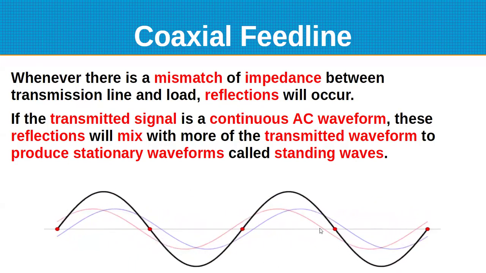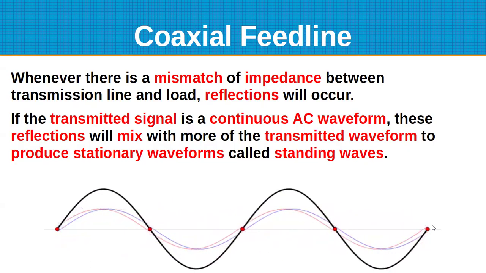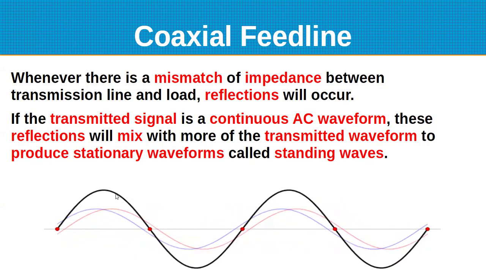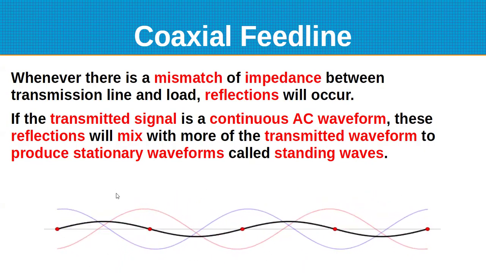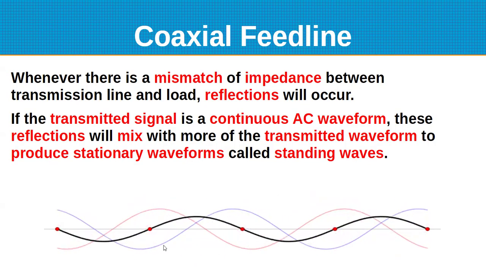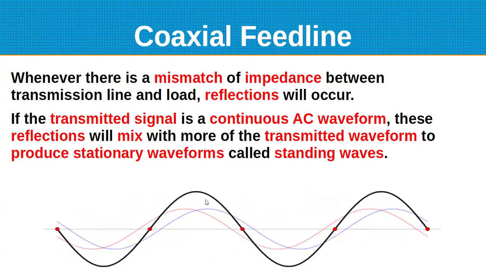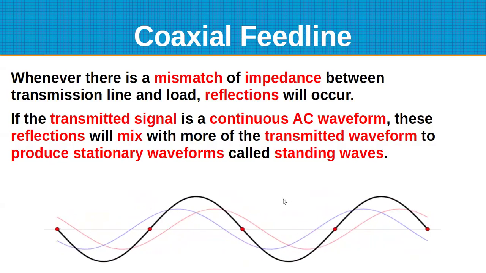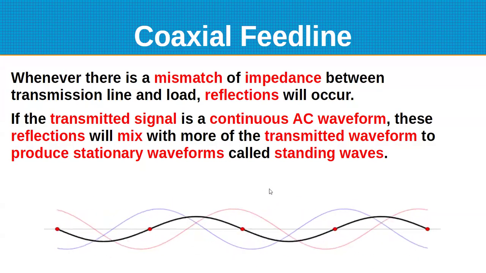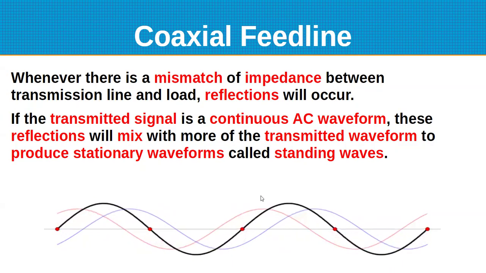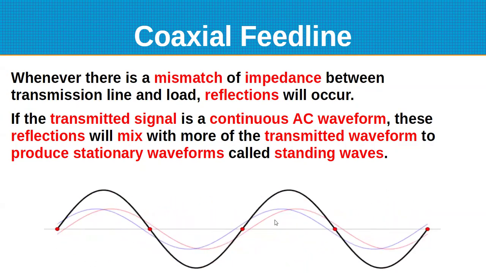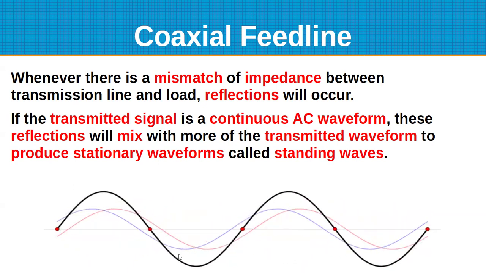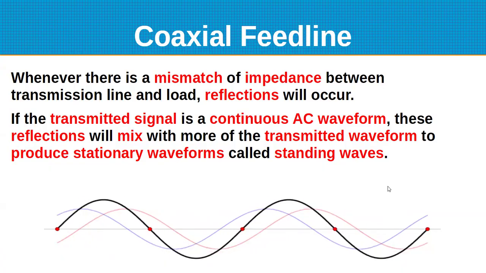Now, at all points, these are adding and subtracting, and you wind up with this black line, which is the result, which you can see is a much larger amplitude, still the same frequency, but it's going to have a much larger amplitude on the coaxial cable than the original signal or the reflection. And that's why it can create more loss, because you effectively have more power at any point, because you've got both waves.